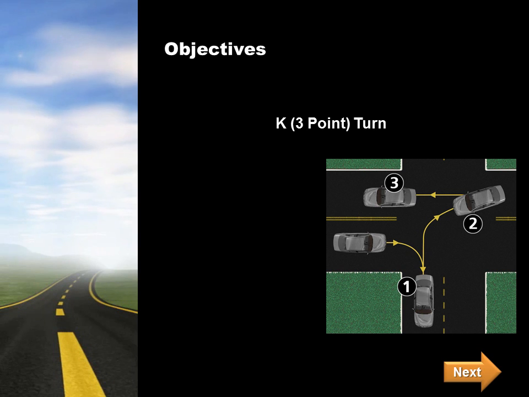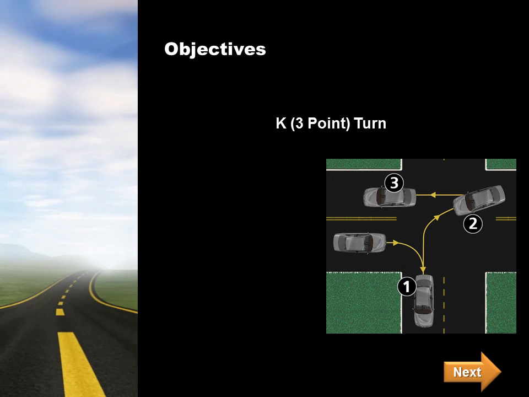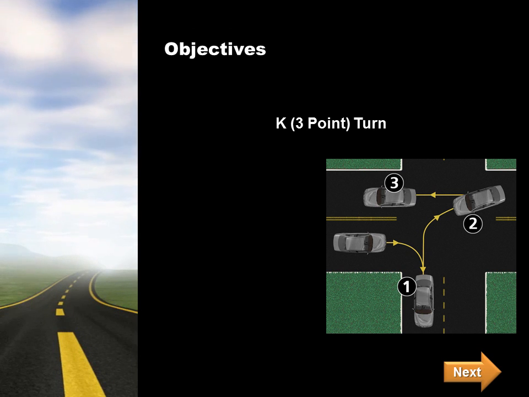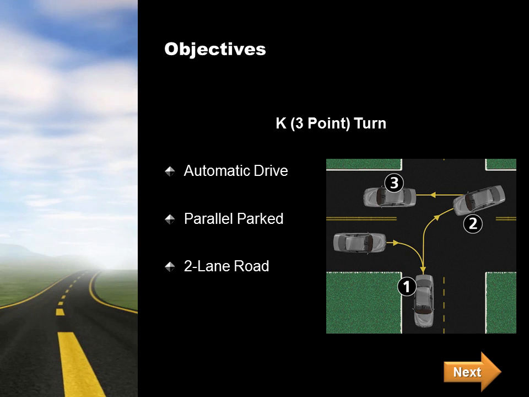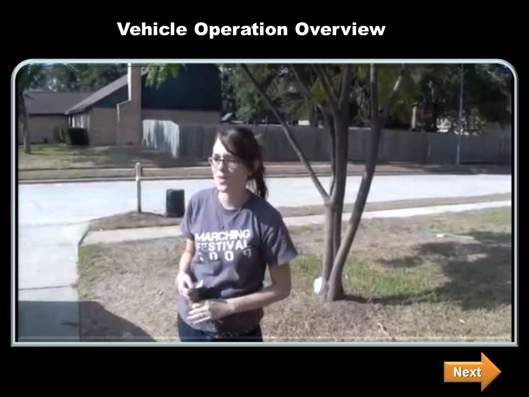During this course, you will learn how to legally and successfully execute a K-turn, sometimes called a three-point turn, in an automatic drive vehicle when parallel parked on a two-lane road. First, it is important to know and understand the basic operation of an automatic drive vehicle. Please review this video tutorial on how to drive automatic cars.